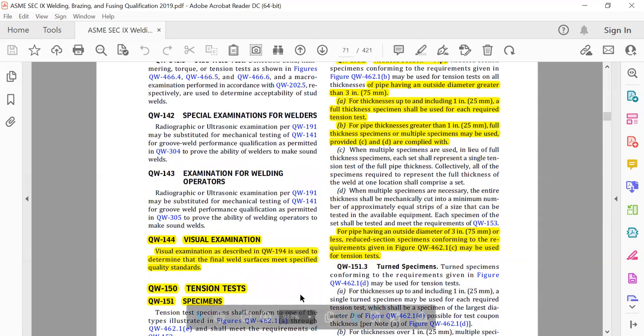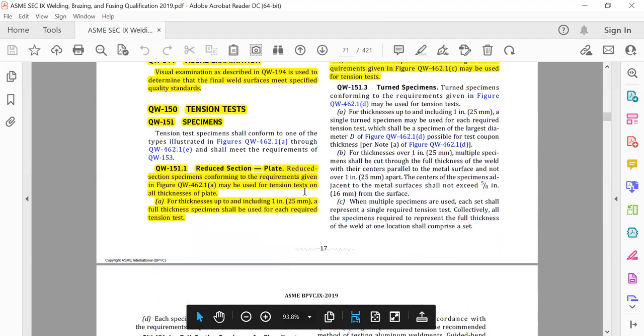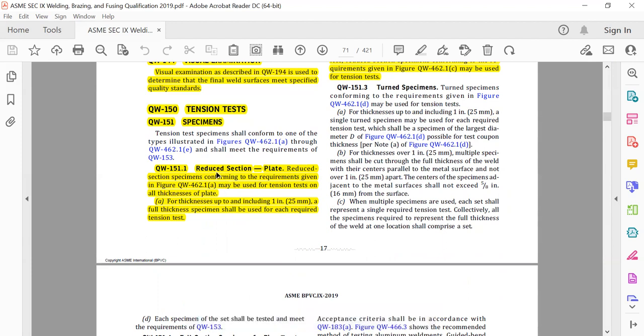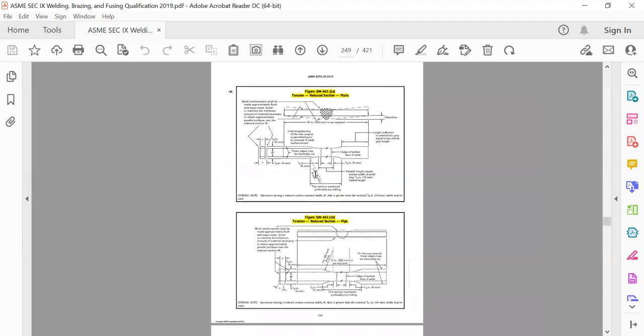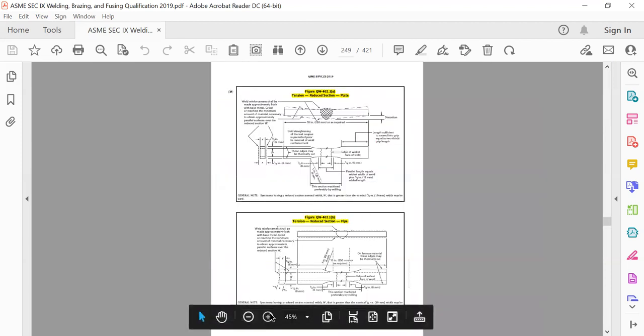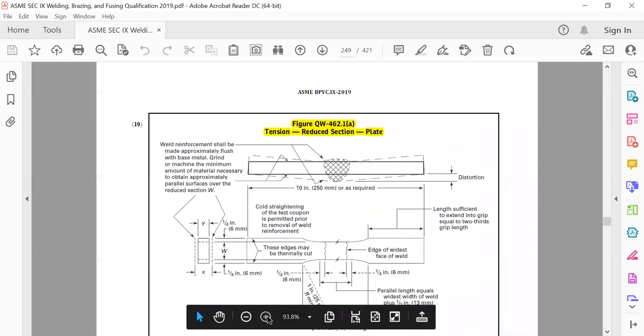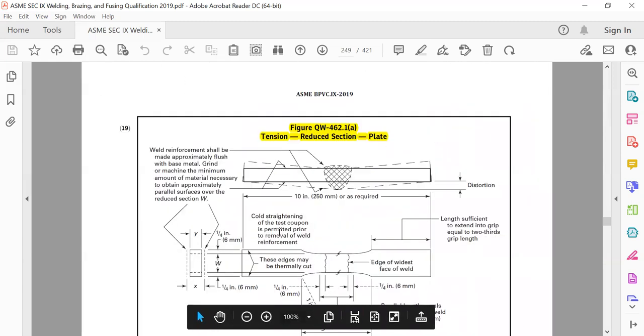Visual examination, the first one. And test and tension test of the specimen. Reduce section plate, reduce section specification conforming to requirement of this. This is the reduce section. Let us see this one, the reduce section tension plate.